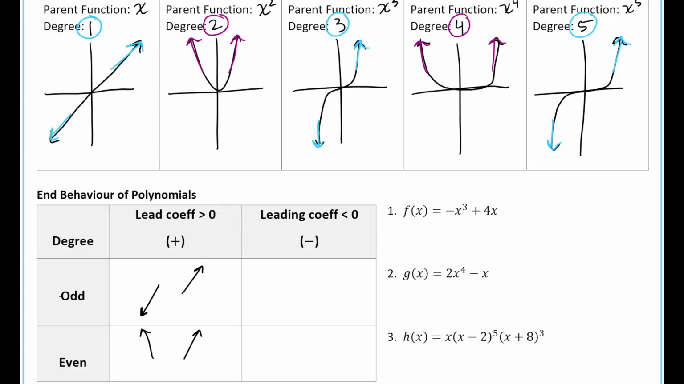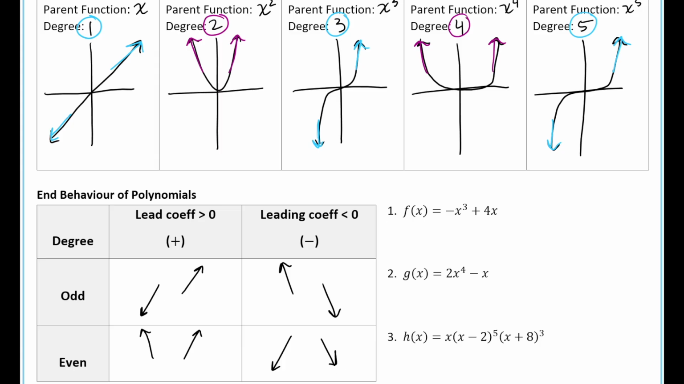So for odd degree with a negative leading coefficient, the odd means they're pointed in opposite directions. It will just have a negative slope this time. For even, once again, they are still pointed in the same direction. However, they are pointed downwards in the negative direction.